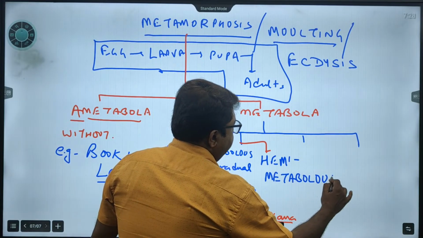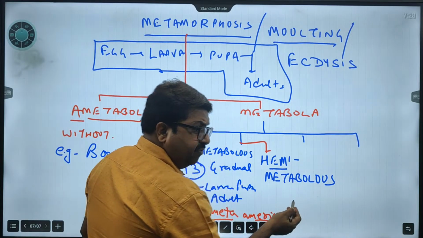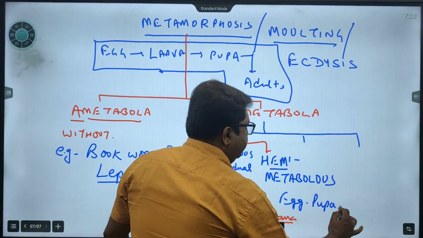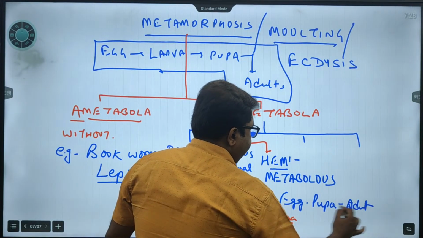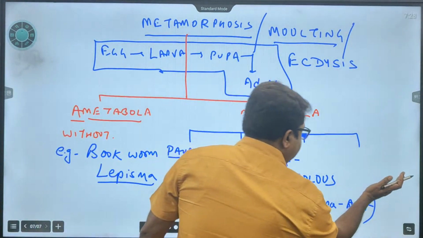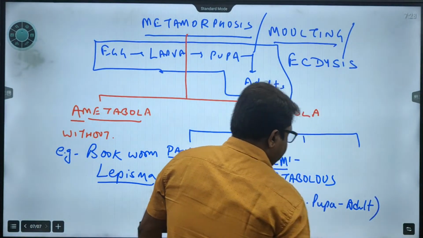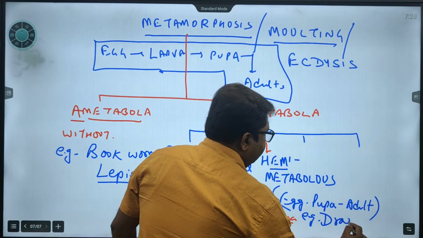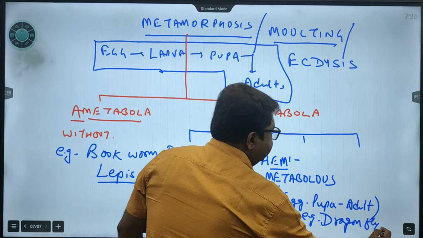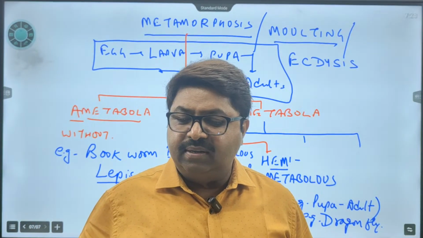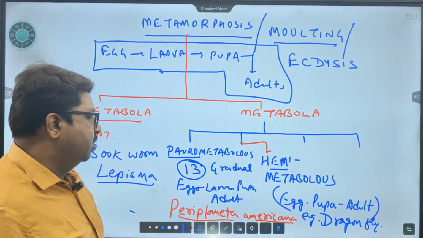Hemimetabolous. What is the meaning of the term hemi? Hemi matlab kya hai? Half. That means they have got egg, they have got no larva but pupa and then adult. Egg के बाद pupa and then adult. देखो half हो गया. Example is dragonfly. I think you have seen dragonfly? Yes. Dragonfly is the example of hemimetabola.